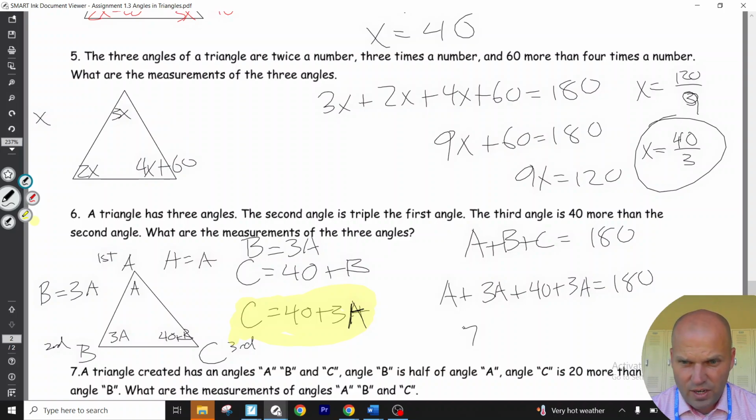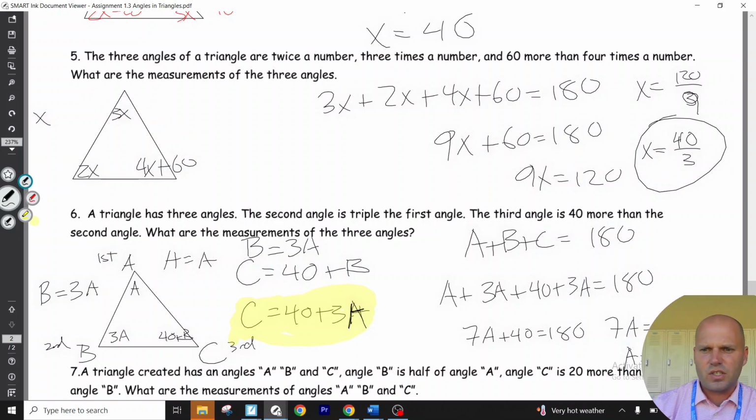We have 7A plus 40 equals 180. I have 7A equals 140. So that means A has to equal 20. 7 times 2 is 14. So 7 times 20 is 140. What are the measurements of the 3 angles? Well, A has to be 20. B has to be 60. And then C has to be 100. That works out well.